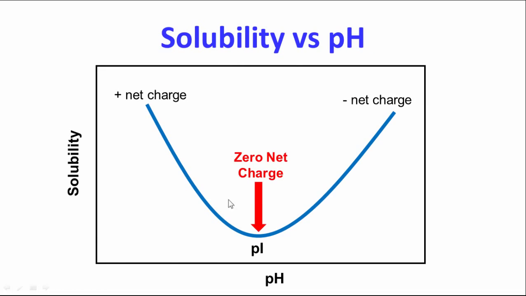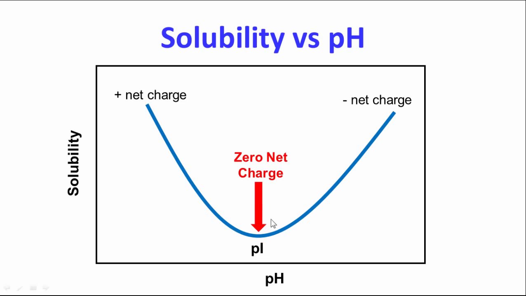Proteins are least soluble at their isoelectric point. Proteins have either a net positive charge or a net negative charge, depending on the pH. So at low pH, they'll have a net positive charge. At high pH, they can usually have a net negative charge. And in between somewhere, there will be the isoelectric point, or pI, and that's the point of least charge.